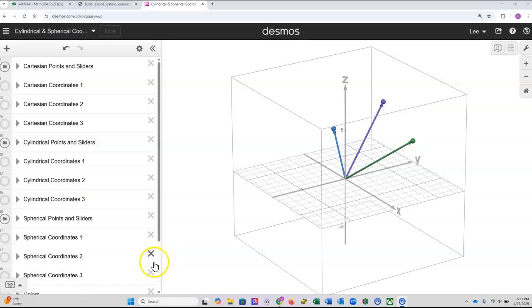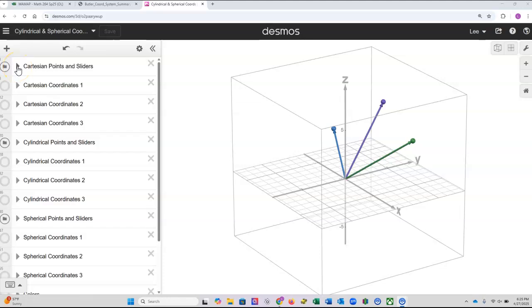Hey everyone, just a little video here on Cartesian, cylindrical, and spherical coordinates in Desmos, and just some things you can do with those types of surfaces. So I have a few points that are up here. One is Cartesian, one is cylindrical, one is spherical, and we'll move these around in a minute and see how those go. So we're going to start with the Cartesian.